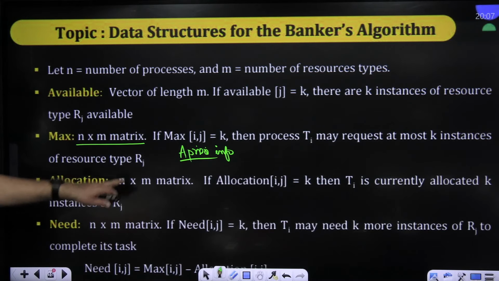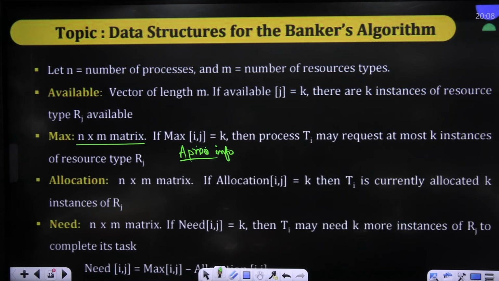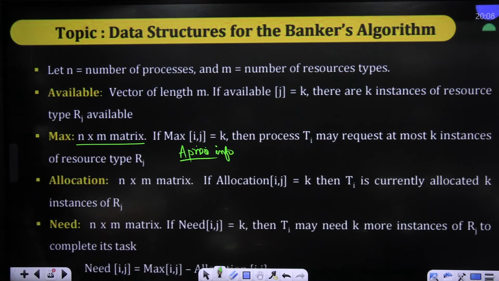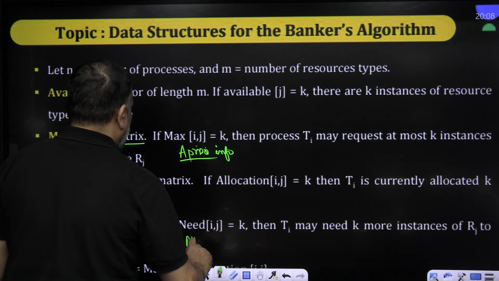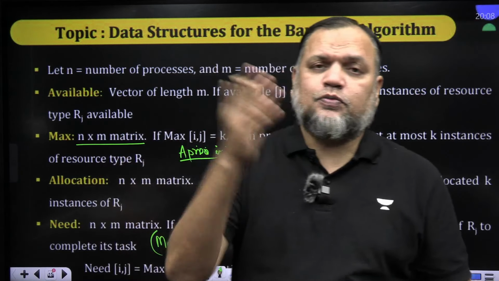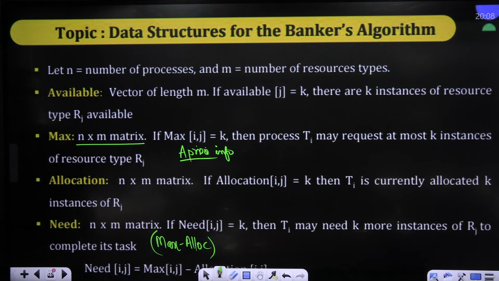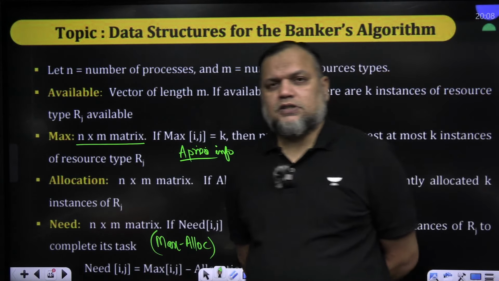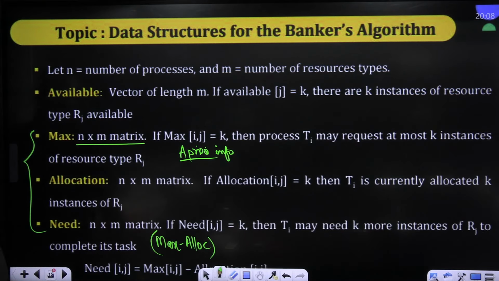Iske baad allocation matrix, n by m. Allocation of ij means process pi is allocated k copies of resource rj. Need, current need of the process is process pi further need k copies of resource rj. So therefore the value of need will always be equal to max minus allocation. Naturally I'm demanding 10 copies, I'm allocated 4 copies, so what is my need? 6 copies, max minus allocation. So first point is every process will have to demand, express a demand for maximum number of copies of a resource, and based on the maximum demand the process will be allocated some copies, some instances. ठीक है, सो मैक्स, एलोकेशन, नीड, ये तीन इंपॉर्टेंट डेटा स्ट्रक्चर्स हैं.